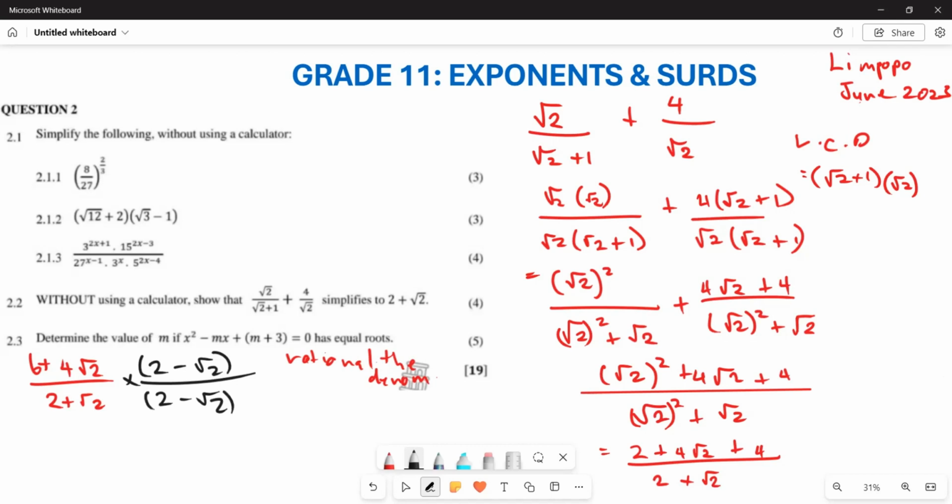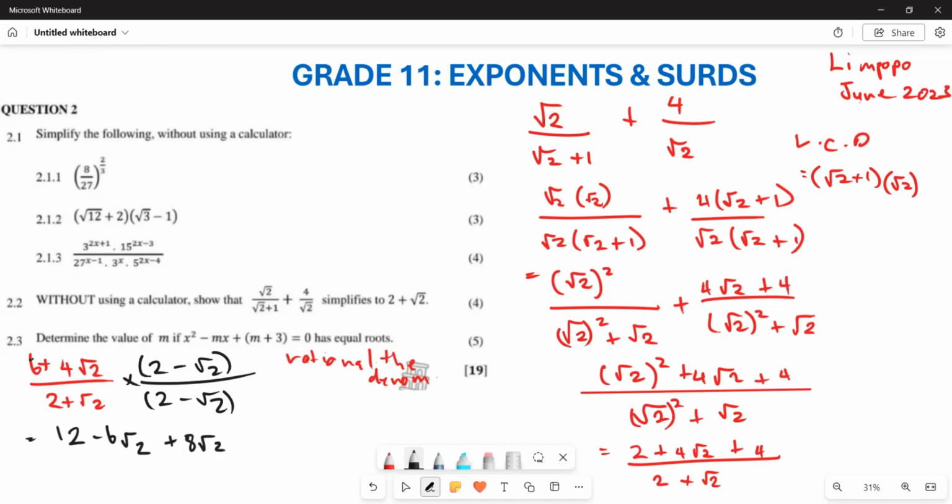Now that you are multiplying by this bracket, let's see what you are going to do here. 6 multiplied by 2 is going to be 12. Then 6 multiplied by negative root 2 is negative 6 root 2. And now 4 root 2 multiplied by 2 is going to be positive 8 root 2.